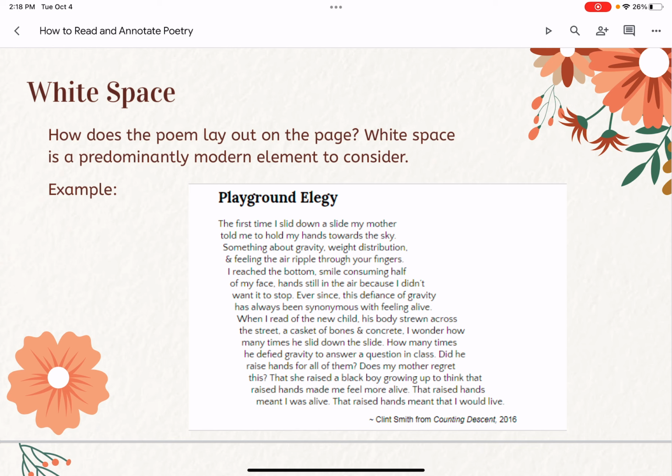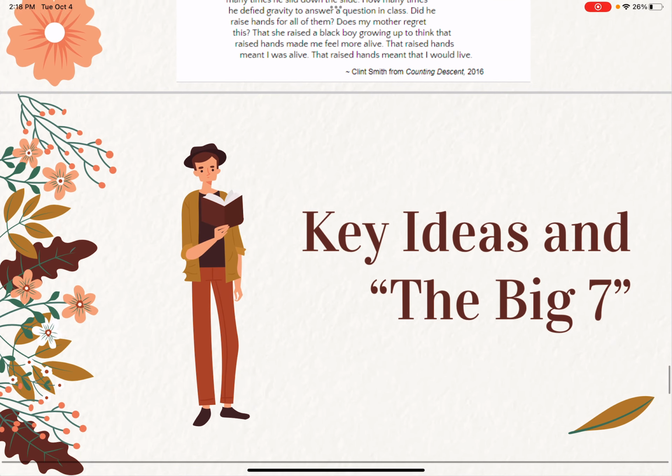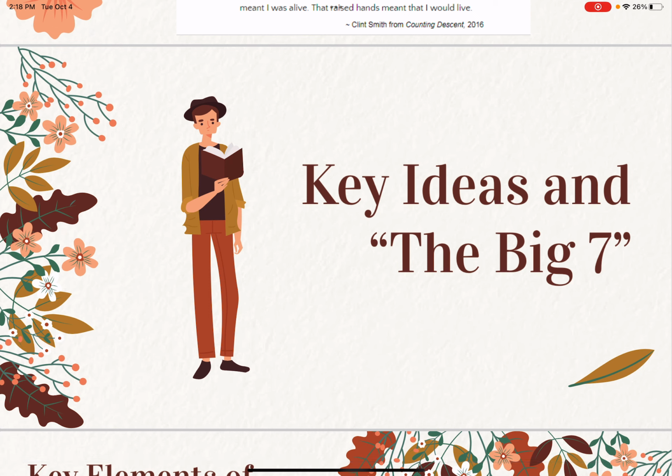Same poem. Think about how it's laid out on the page. This one's a nice one for looking at this, like the way that this poem is meant to be published. It's a slide, right? It's a slide, so it connects back to that idea. Now, looking at white space is a very modern element to consider because poems are often typed and published in a very specific way. It's still really cool to look at, okay? So definitely still look at that. So that's structure. So last couple slides is just kind of big ideas.